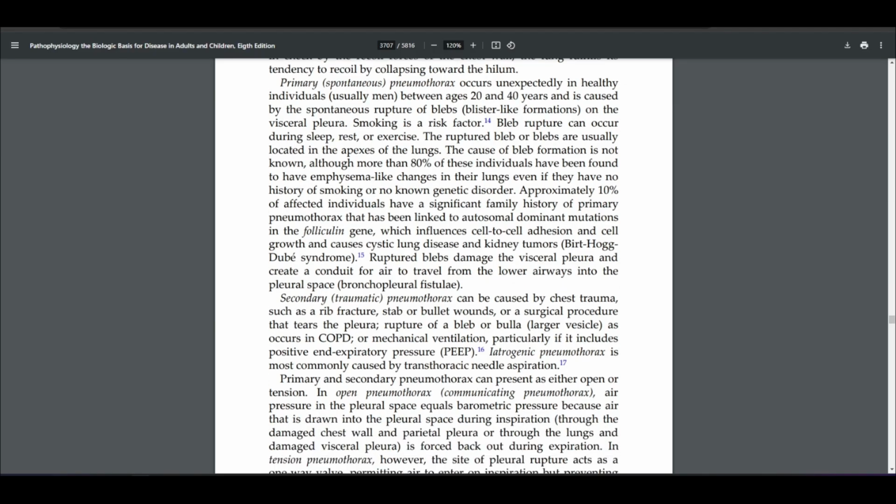So there is a primary or spontaneous pneumothorax that occurs unexpectedly, usually in the healthy individual, men between the ages of 20 to 40, and is caused by a spontaneous rupture of blebs. Blebs are blister-like formations on the visceral pleura. Your biggest risk factor is smoking. A bleb rupture can occur during sleep, rest, or exercise.